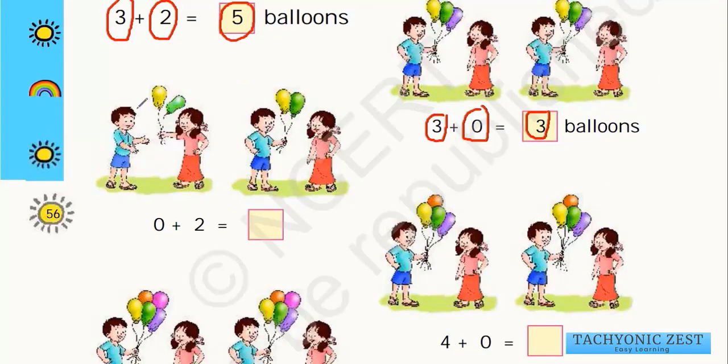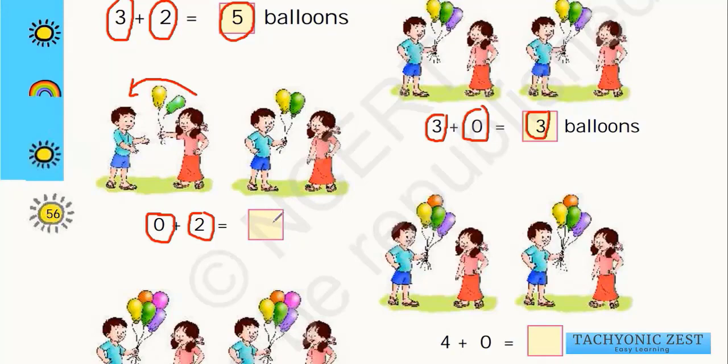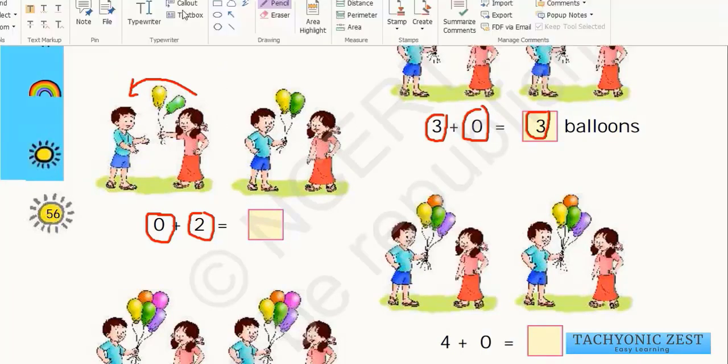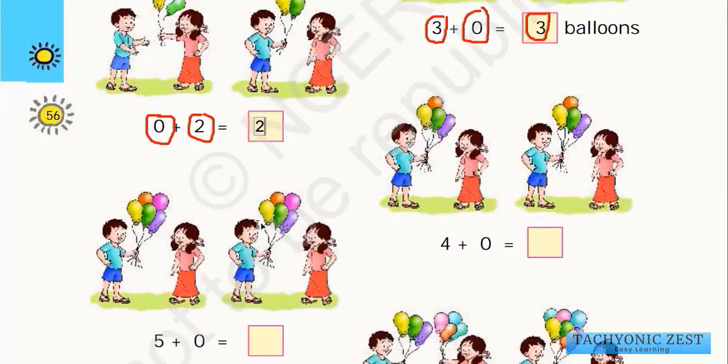So in this question, the boy has how many balloons? 0 balloons. And the girl has how many balloons? 1, 2 balloons. So now the girl has 2 balloons, and the girl gives all the balloons whatever she had to the boy. So finally the boy has how many number of balloons? 0 balloons the boy had. Girl gave him 2 balloons. So finally the boy has 1, 2. He has 2 balloons. Let us see the next question.